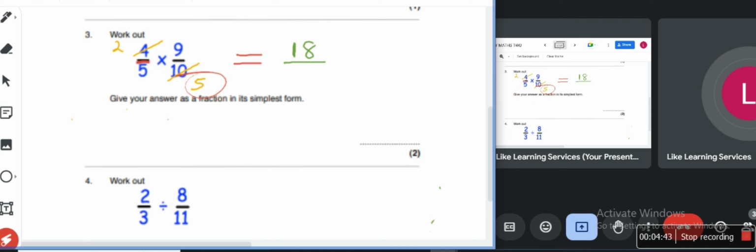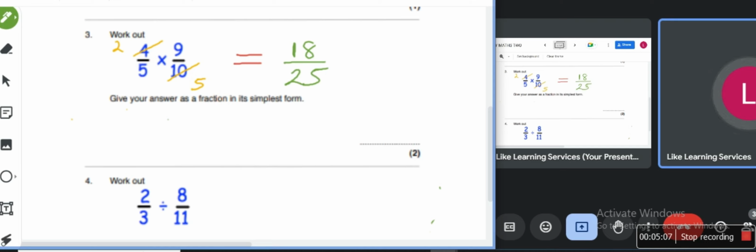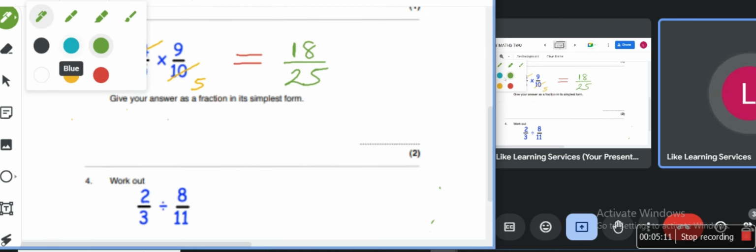5 times 5 is 10. Be careful. Oh no, 18 over 50? Be careful so that you don't make a mistake. It's 5 times 5, 18 over 25. 18 over 25, please be careful so that you don't make a mistake. 18 over 25. Okay.